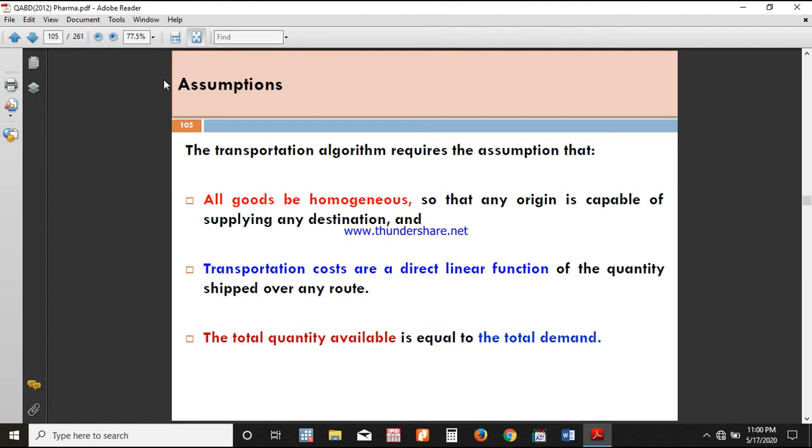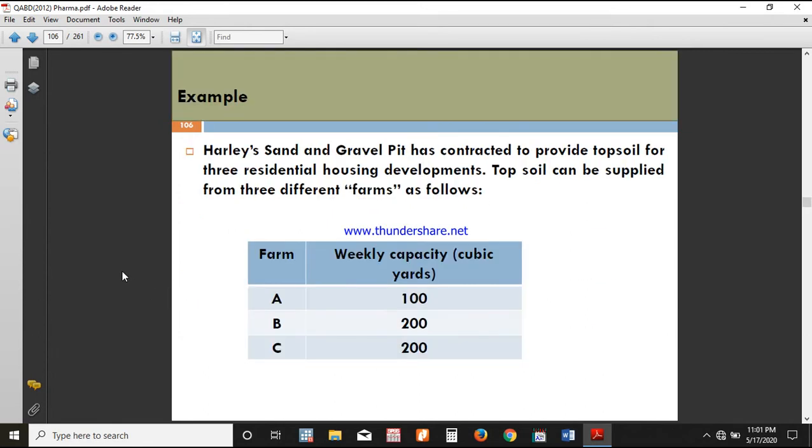Then there are also 3 basic assumptions for these transportation algorithms to be true. The first one is that all goods are homogeneous, so that any origin is capable of supplying any destination. The other one is that transportation costs are a direct linear function of the quantity shipped over any route. And the third assumption is that the total quantity available is equal to the total demand.